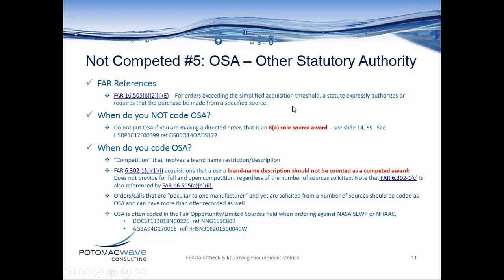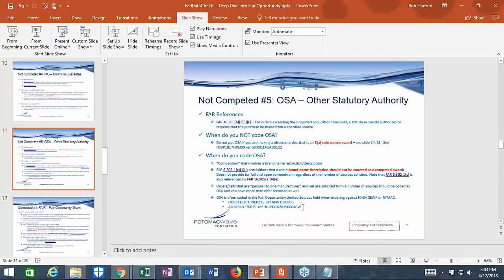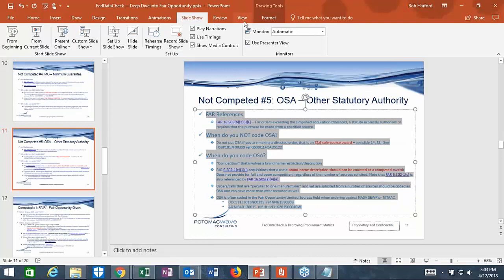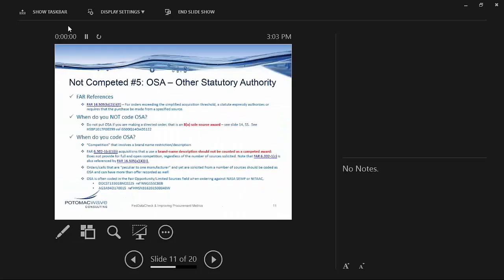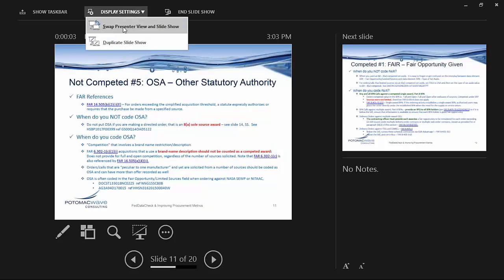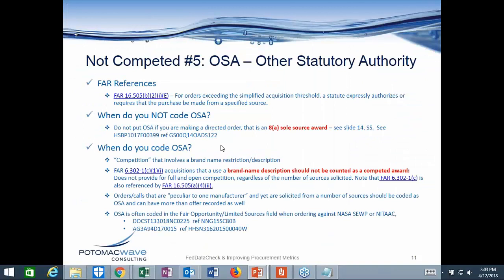For orders exceeding the simplified acquisition threshold, a statute expressly authorizes or requires the purchase be made from a specified source. Okay, when I'm going through those examples, when do you use it? When do you not use it? Don't use it if you made an 8A sole source award and you use an OSA instead of SS. Here's an example.